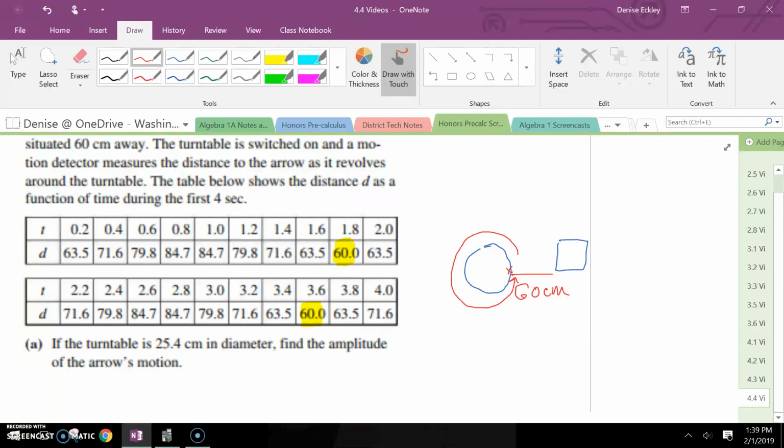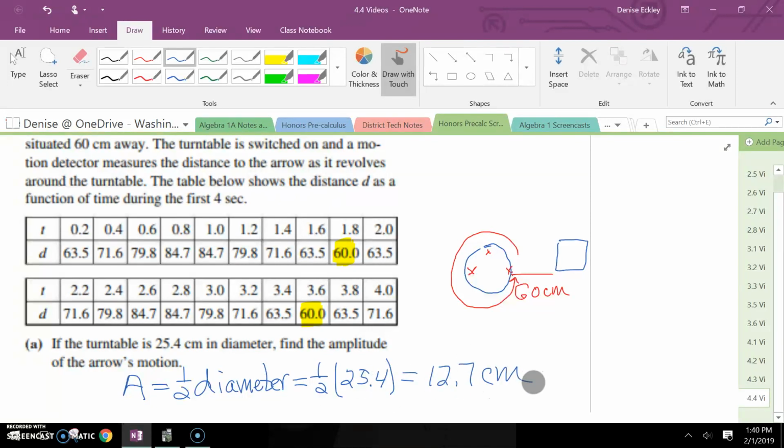Well, the amplitude is half the distance from the midline. So if this arrow is coming around, the maximum distance away from the detector is the diameter. So the amplitude is going to be half of that, which will be the radius. So we can find the amplitude by taking half the diameter. So that's going to be half of that 25.4. So we get 12.7 centimeters.